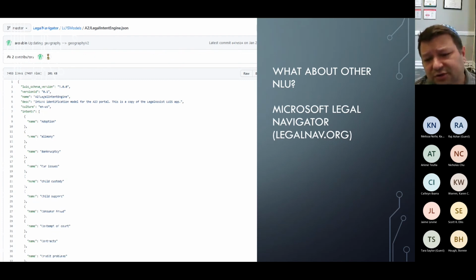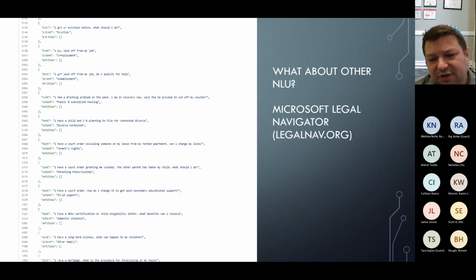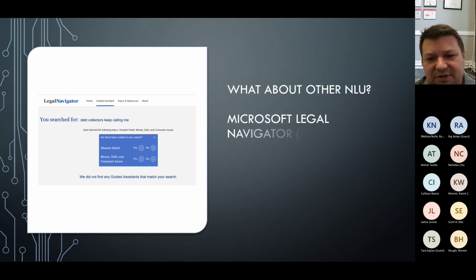What you see on this screen is a listing, in machine readable format, of the various intents that it could identify, various areas of law. And here's a screenshot of a section of some of the training text that was used for the Microsoft Lewis model. So you can see things like, I got an eviction notice, what should I do? I got laid off from my job. Again, they've since switched to Spot, but it's still interesting.